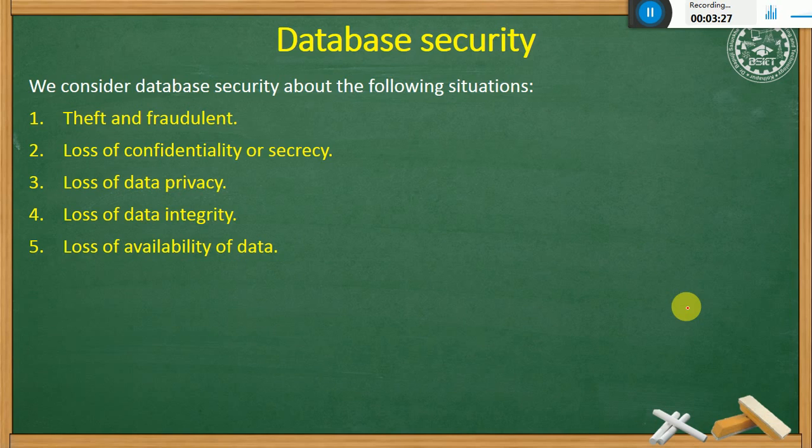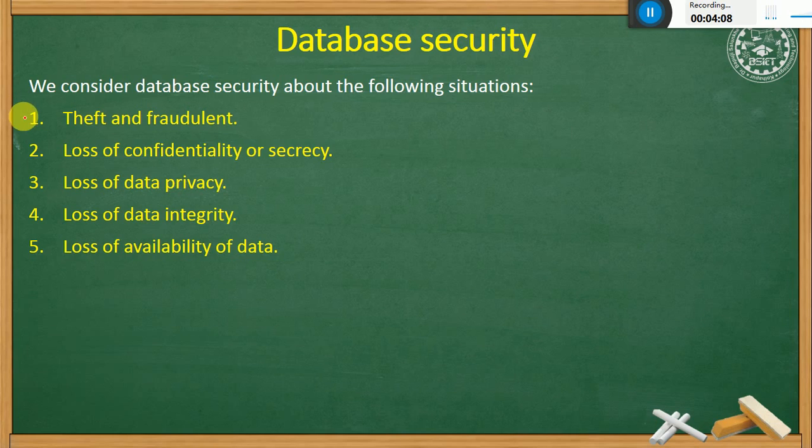Otherwise that data may be lost, or the confidentiality of data may be lost. So these are the basic two reasons. Data can get corrupted, get lost, or the confidentiality of that data can be lost due to the unwanted access of an unauthorized user. So basically these 5 points are considered in database security. First is theft and fraud, meaning unauthorized users can use your data, commit fraud, or use that data for unwanted or illegal activities.